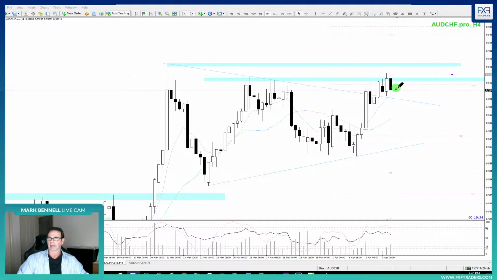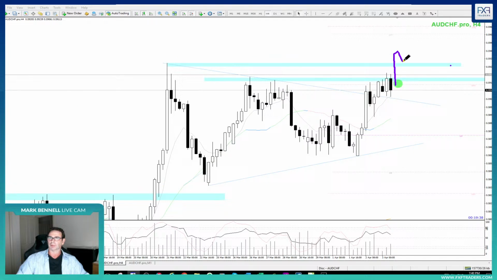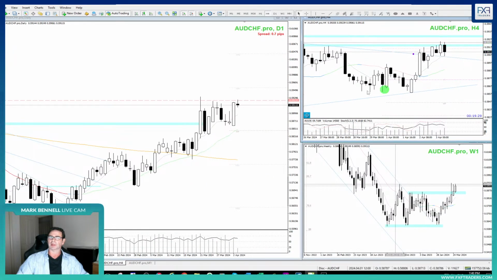Otherwise, my preference now is going to be tackle the high, same again, break, right, which will be something like this, but on a 60-minute chart, or the pop through and then the setup afterwards. All right, Aussie Swiss. Now Aussie Swiss might be a little immune to the US news. It does have Swiss on it though.